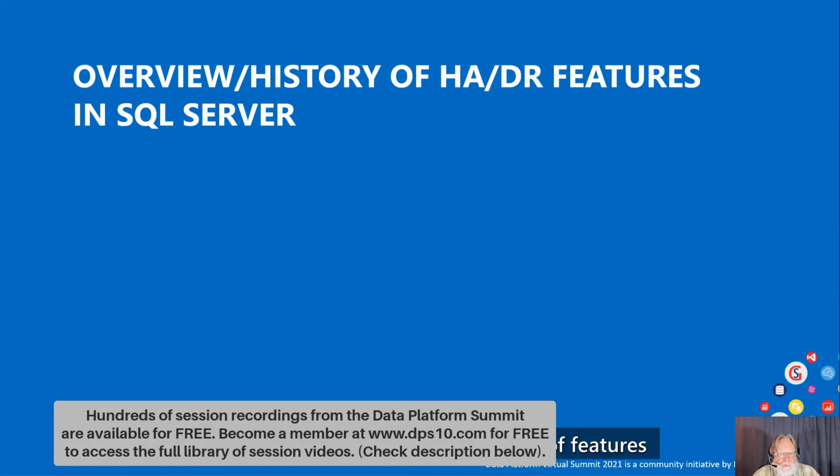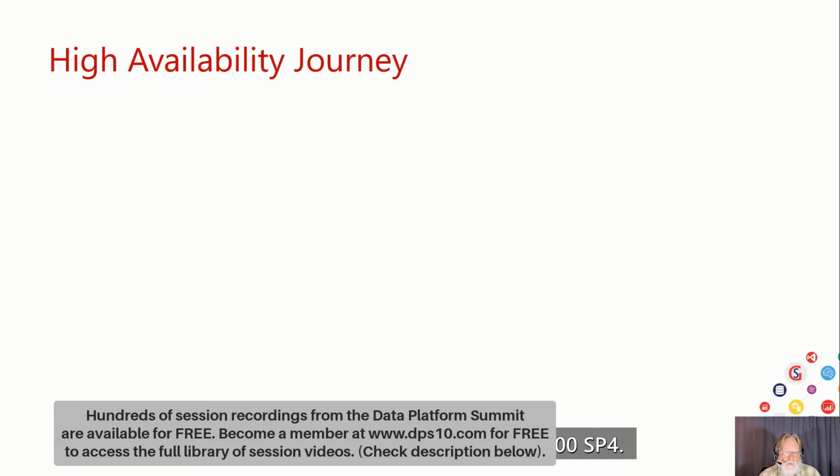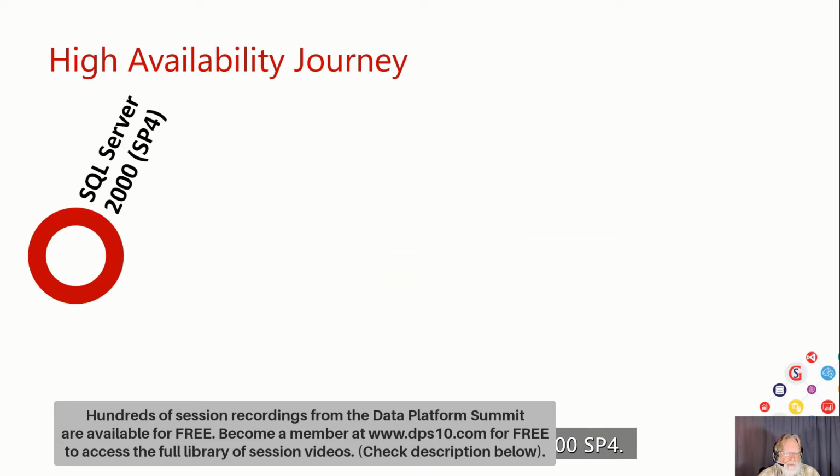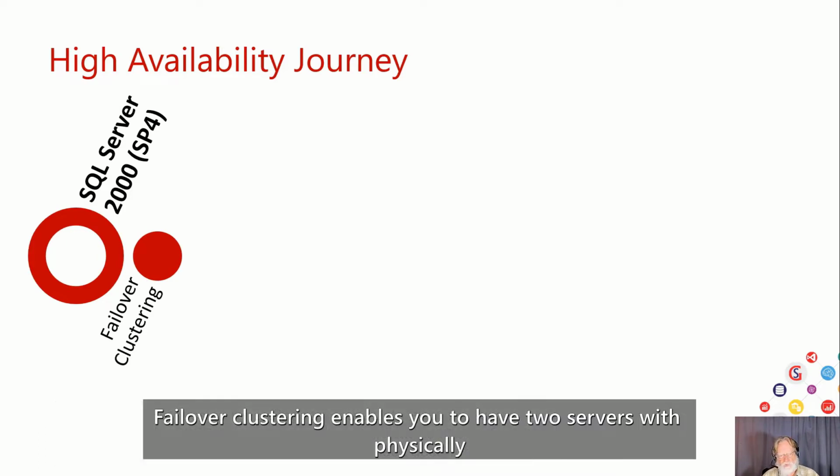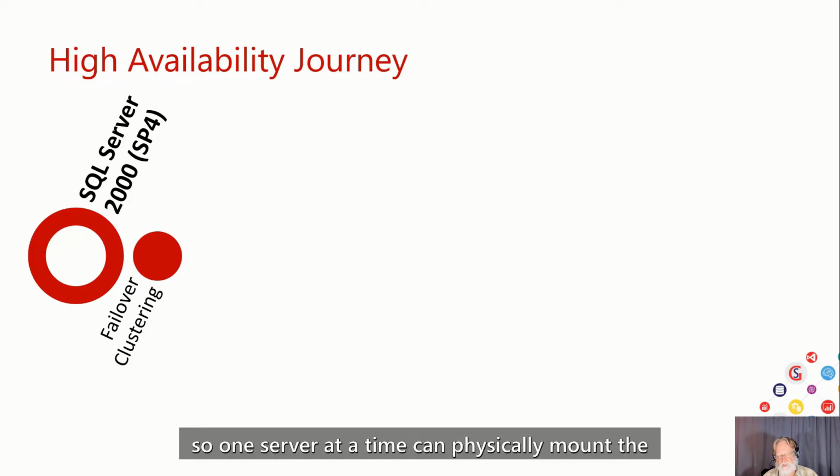So I'm going to go through a history of HA and DR features in SQL Server over the years. So the HA journey starts SQL Server 2000, SP4. We had failover clustering introduced. So that was working with Windows clustering. Failover clustering enables you to have 2 servers with physically shared storage. So one server at a time can physically mount the storage.